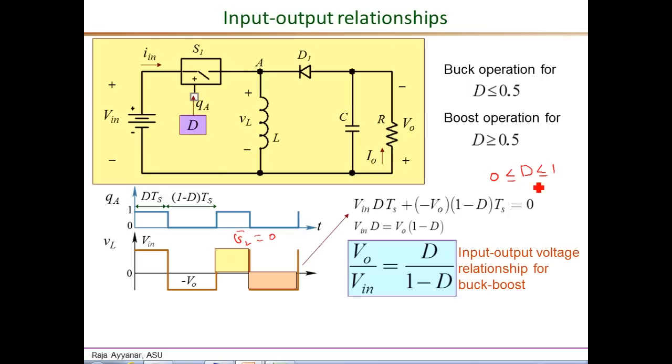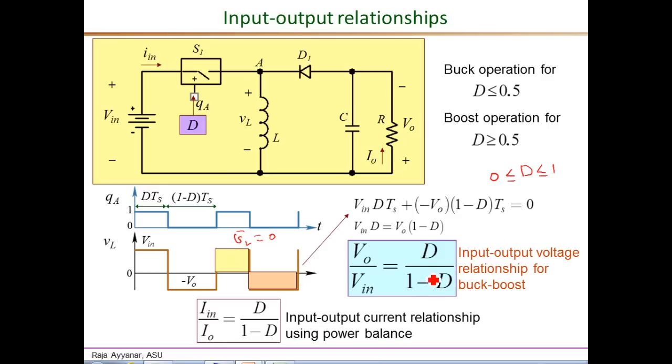Now finally, we can also derive the input-output current relationship using the power balance, and since we have done this several times before, if VO over Vin is some value, then Iin over IO is the same expression due to the power balance. So essentially the ratio of input current to the output current is also D over 1 minus D.